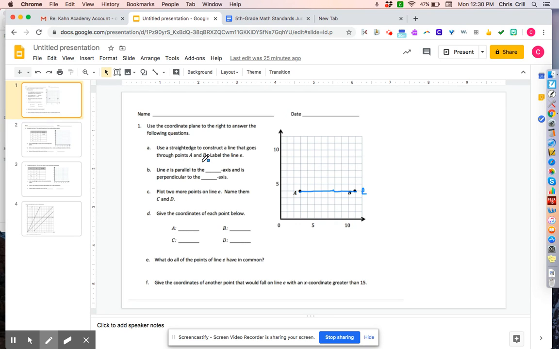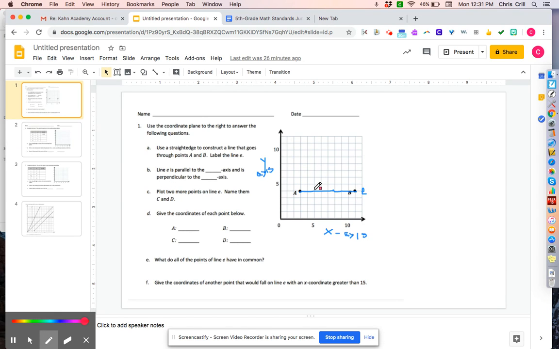So it says line E is parallel to which axis? Well, remember, this is your x-axis. And over here, we have our y-axis. So remember, parallel lines never intersect. So we're taking a look and we're saying this is parallel to, of course, the answer would be to the x-axis.